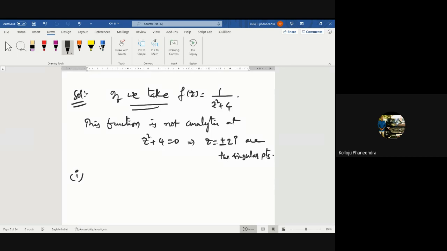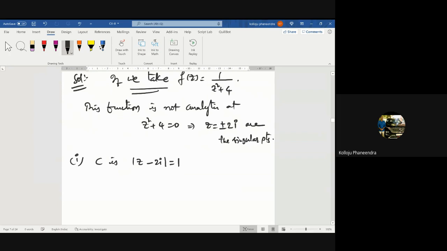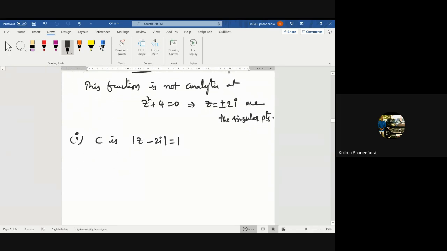Now, first one. What is C? Mod z minus 2i equal to 1. It is a circle with center at 2i. Actually, no need to draw the figure; I will tell a shortcut. Where is 2i? Here, 2i. And construct one circle. If I write in terms of x and y, this becomes x square plus y minus 2 whole square equal to 1. The radius is 1 unit. So this is one circle.